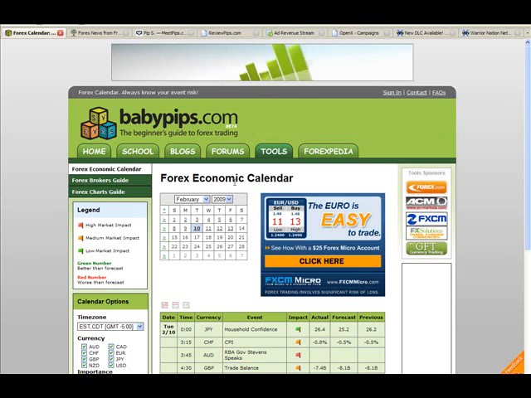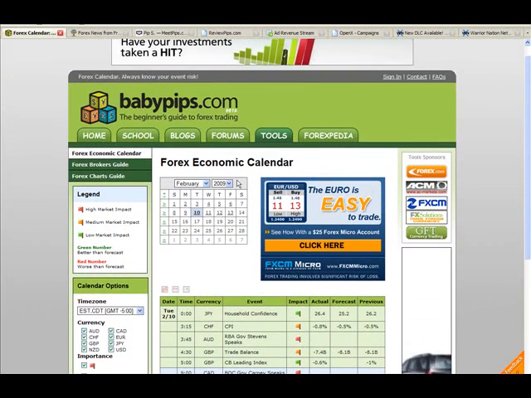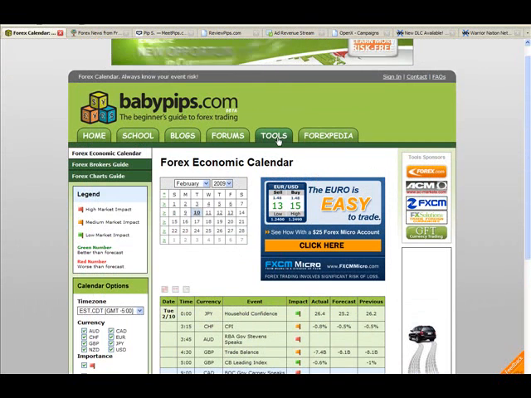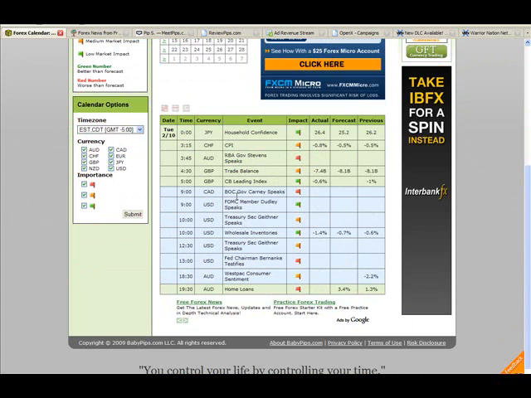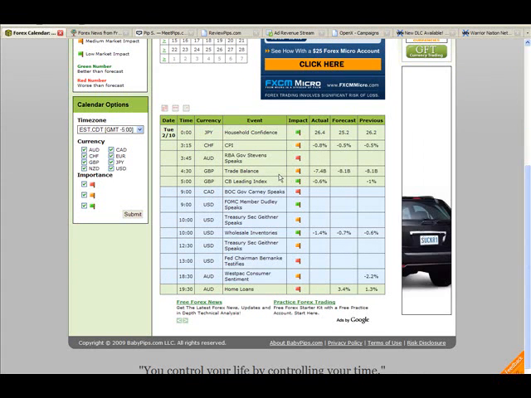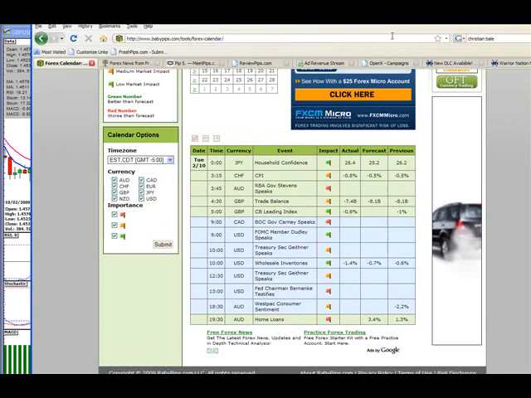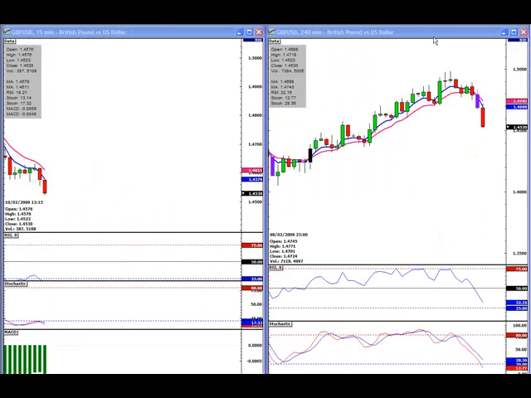So now, since I'm here, I'm just going to go to the calendar. You can just click on this Tools tab on Babypips, and you'll look at the news for today. Nothing really significant today. We did have the trade balance at 4:30. It's only an orange flag, but trade balance usually makes quite a bit of movement, whether it's the US or the UK. So I did kind of just watch out for that at 4:30. Now let's get on to the charts.